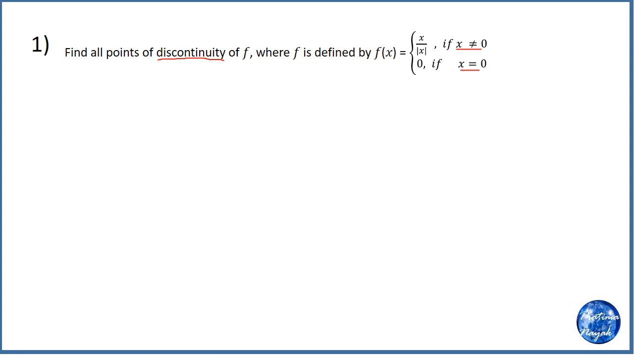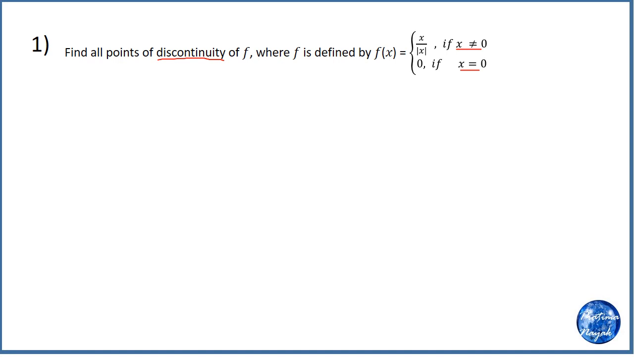Question number 1. Find the point of discontinuity. For the point of discontinuity for f, where f(x) is defined as x by mod x when x is not equal to 0, and 0 when x is equal to 0. So these are the two conditions. One is not equal to 0, one is equal to 0. And we have to get the point of discontinuity.